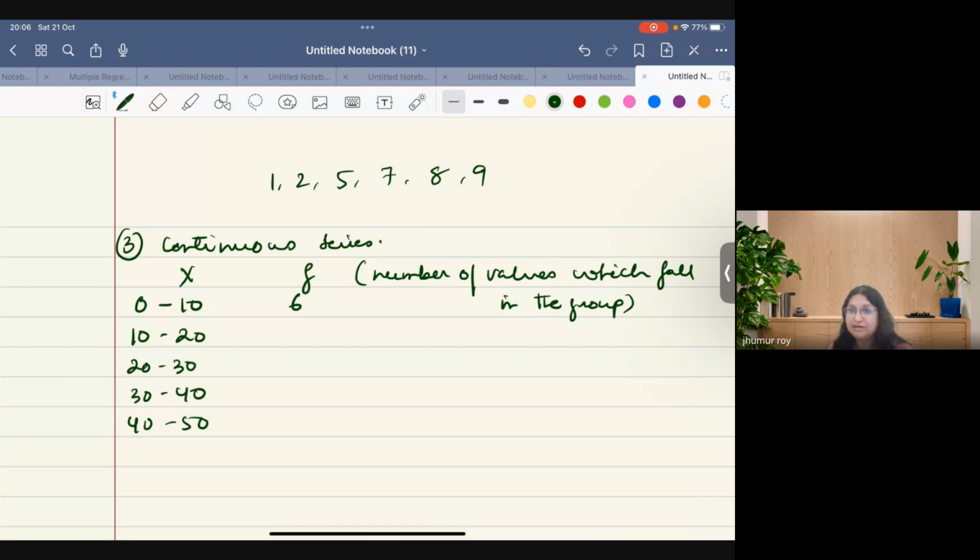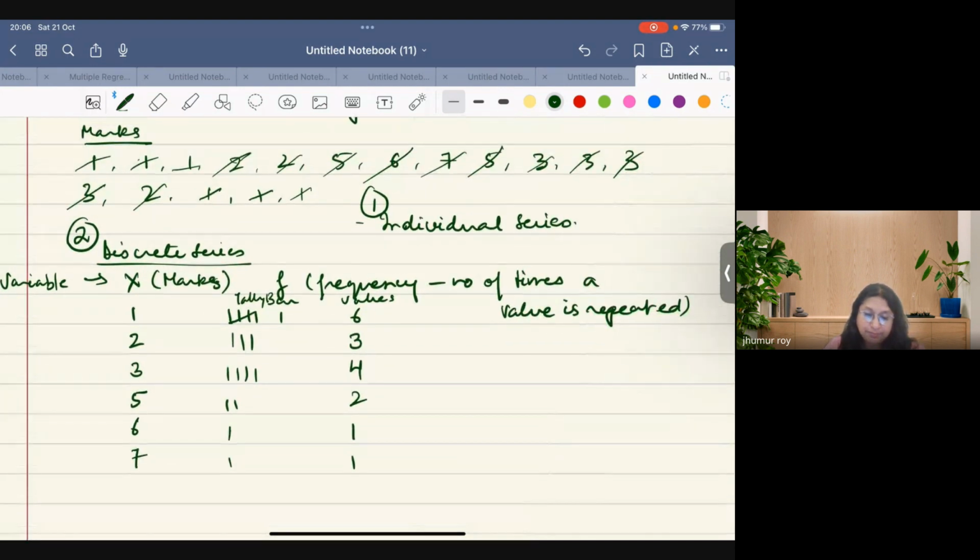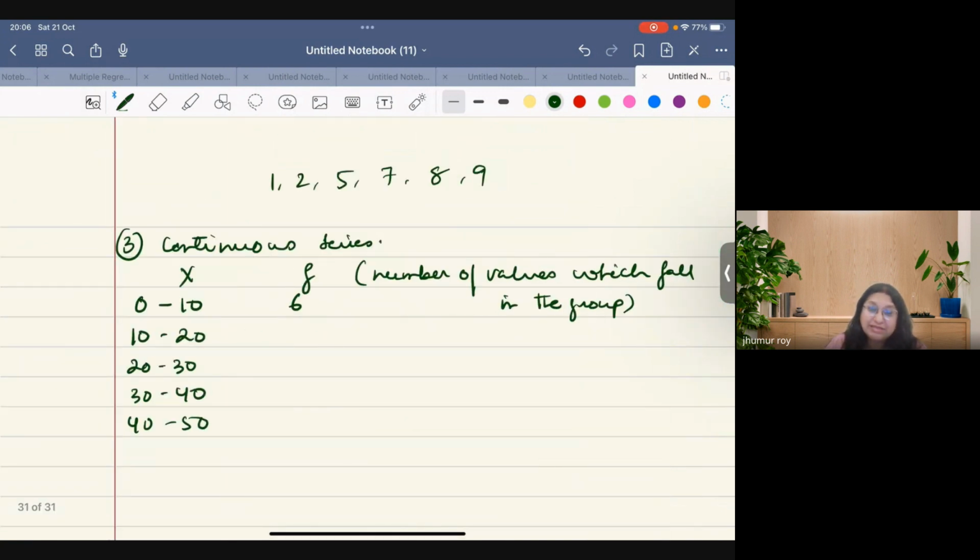Do you understand the difference in the frequency? When I talk about discrete series, I'm saying that 1 is repeated 6 times. Here, I'm saying between 0 and 10, there are 6 values. Is everybody clear on this? This is a very, very important difference to understand when we are talking about continuous and discrete series. It does not mean that the same number is repeated. It means in that class interval, how many values are there.